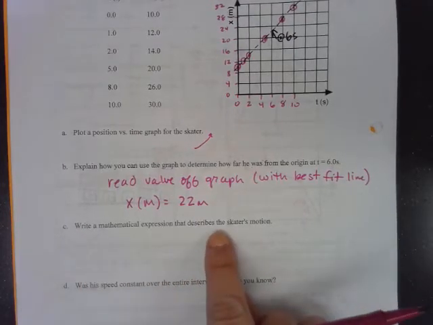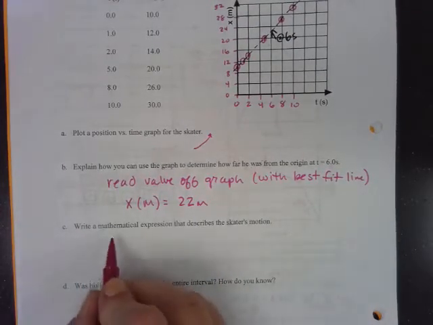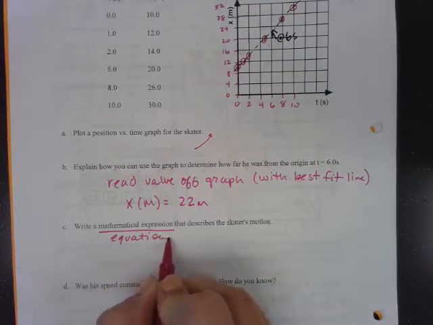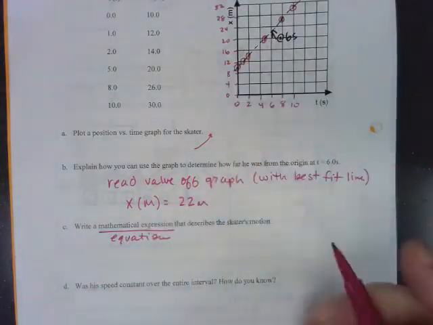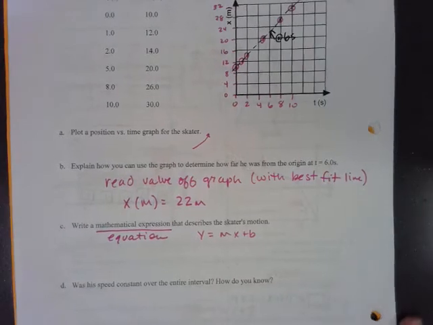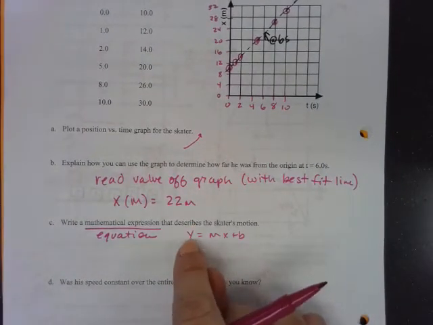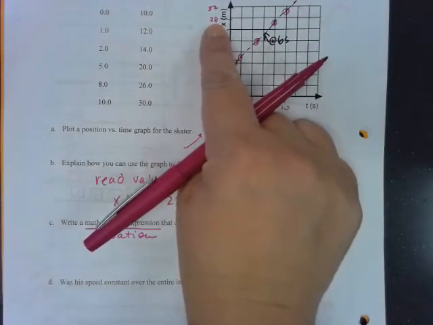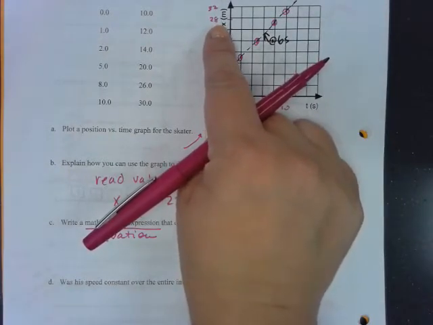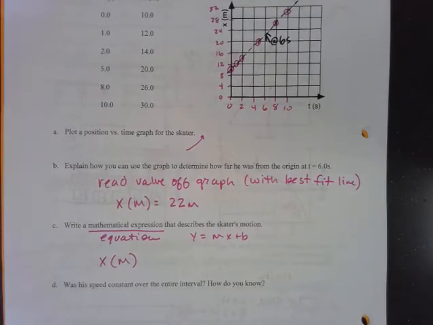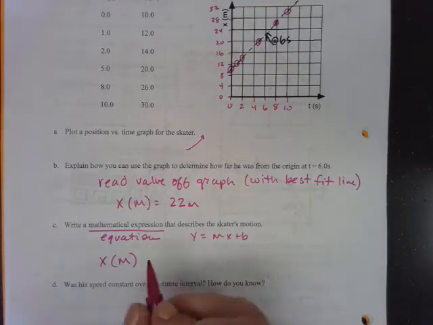Next, write a mathematical expression that describes the skater's motion. This is saying write an equation. So this is a line, right? We've seen these before. It should be in the form of y equals mx plus b. So I know that my y-axis value here is actually position in meters. You can write out the word position if you want. If you want to take less time and space, it's perfectly okay to write that to represent position in meters.